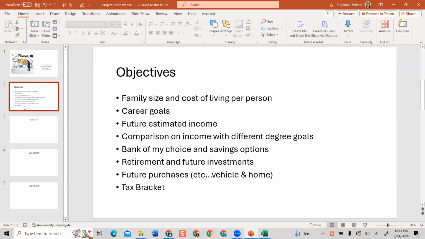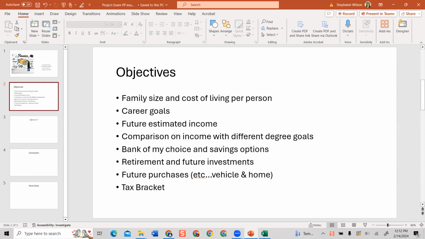And then the next one here, I did this. I'm hoping this will help you. You may want to check this out. I got objectives here. We are talking about family size and cost of living per person. So I summed this up as small as I could. Career goals, future estimated income, comparison on income with difference, degree goals, bank of my choice and savings options, retirement and future investments, future purchases like vehicle, home, etc., tax bracket. So these are things, summed up in as small a number of words as possible, that I'm going to have as my objectives.